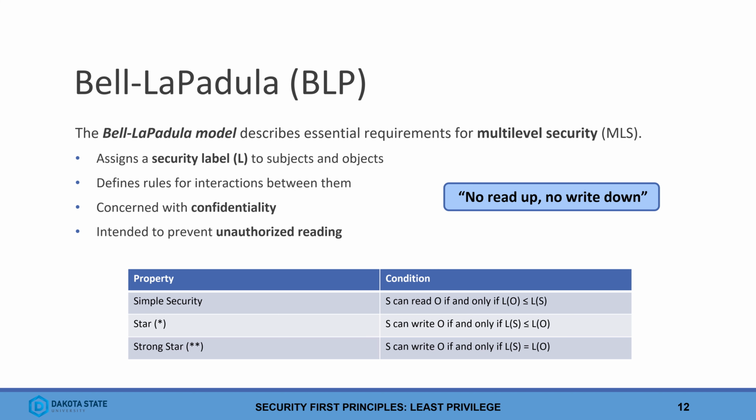The properties defined in this model are the simple security property, where a subject with this property cannot read or access an object of a higher classification, the star property, where a subject with this property can only save an object at the same or higher classification, and the strong star property, where a subject with this property can only write to objects at the same security classification level as the subject. These can be simply summarized by the phrase no read up, no write down.